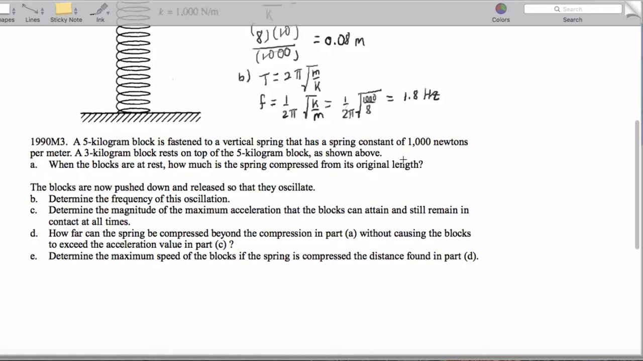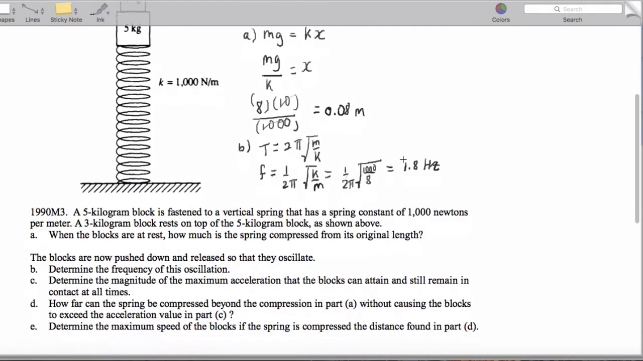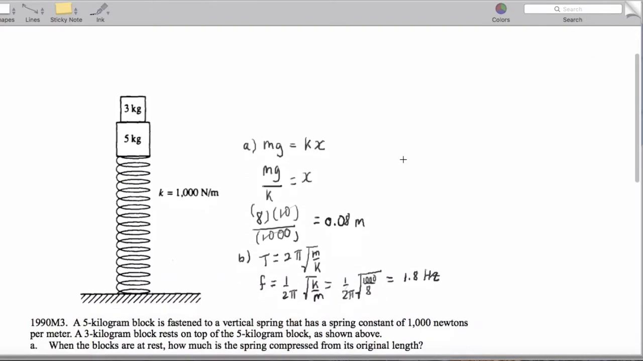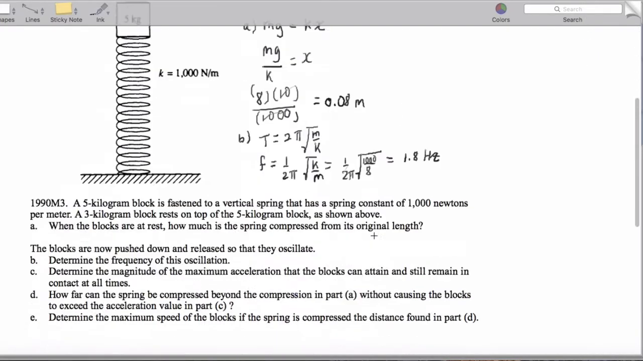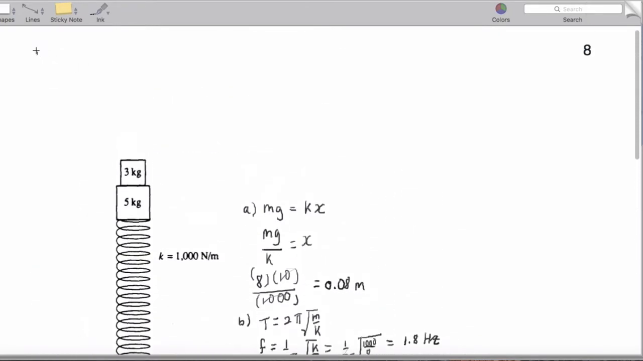All right. Now, this is where things get a little bit more interesting. It says, determine the maximum acceleration and how far the spring can be compressed, and then we're going to be talking about maximum speed. So there's a couple things that we should talk about here. Before we do parts C, D, and E, there's a little bit of an aside here. So C, D, E, just an aside.